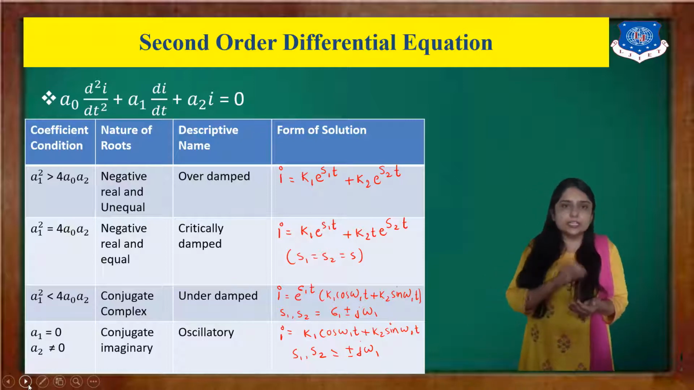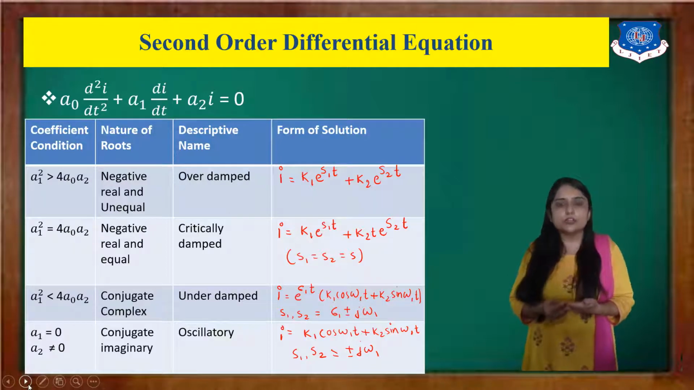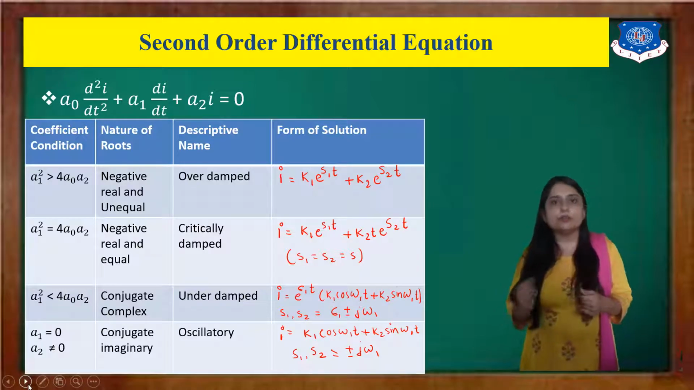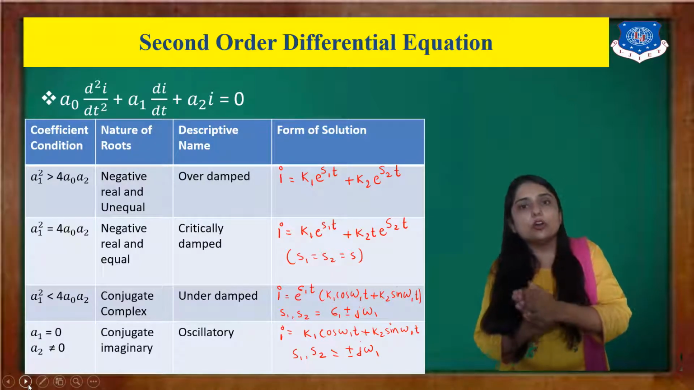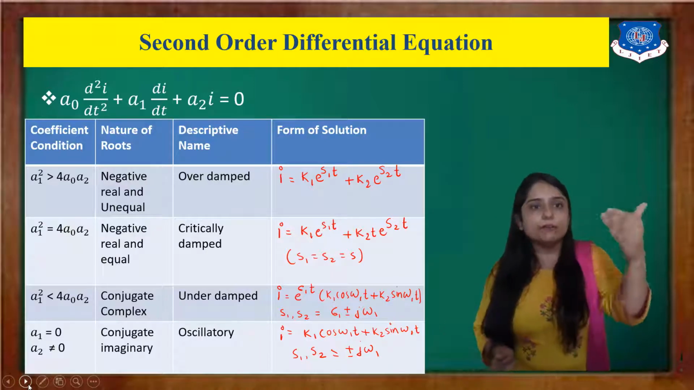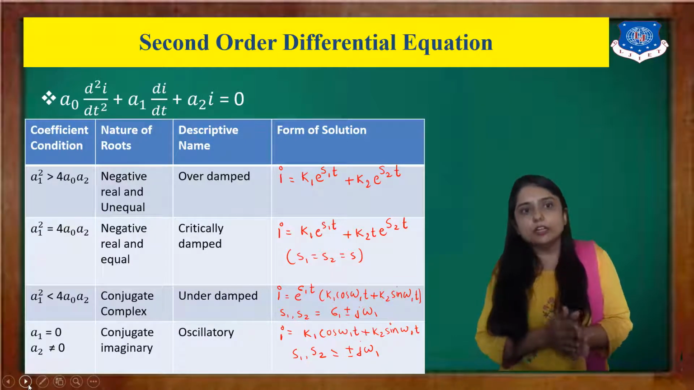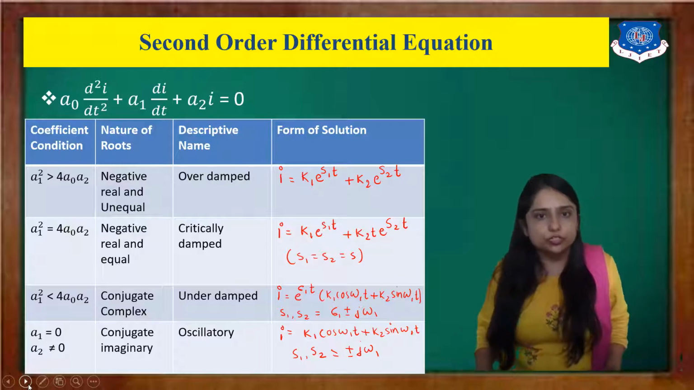That means if any circuit is given to you, first of all you have to write down the differential equation, which may be in the form of current or voltage. Then you find your system's A0, A1 and A2, and compare with these different solutions. Whichever case matches, just directly write down the form of the solution.